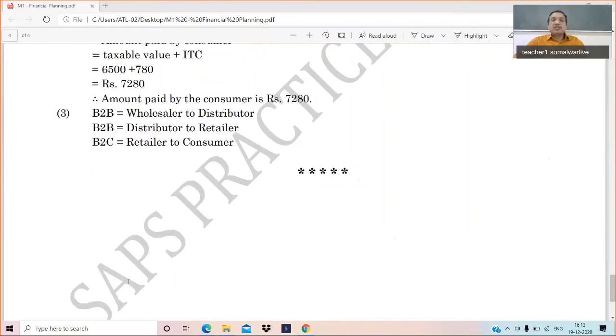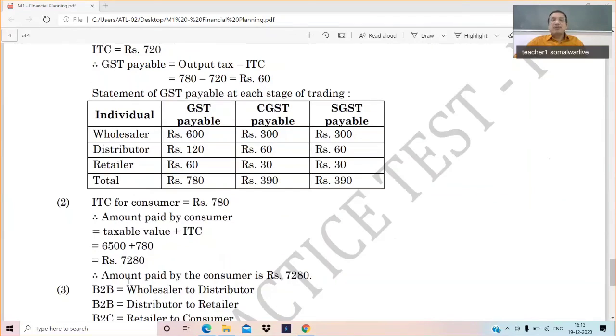Okay, so this is about the model answer. I hope you have understood it.